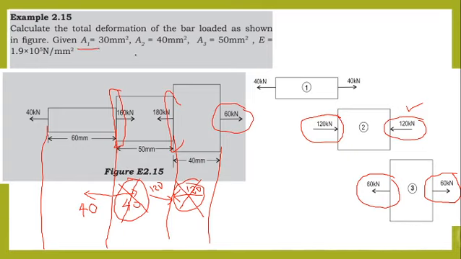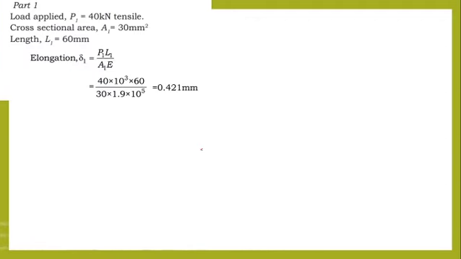Next we have to calculate the total elongation of the bar. They have given the area of cross section A1, A2 and A3. E remains the same. It is 1.9 × 10⁵ Newton per millimeter square. We will calculate the value of delta L using the equation PL by AE. For the first section, P is equal to 40 kilonewton and area of cross section 30 millimeter square. For the second section, P is equal to 120 kilonewton and area of cross section is equal to 40 millimeter square. Length is equal to 50 mm. For the first section the length is 60 mm and for the third section it is 40 mm. Now we calculate the value of PL by AE. For the first, P is 40 kilonewton, length 60 mm, area of cross section 30, E is equal to 1.9 × 10⁵.